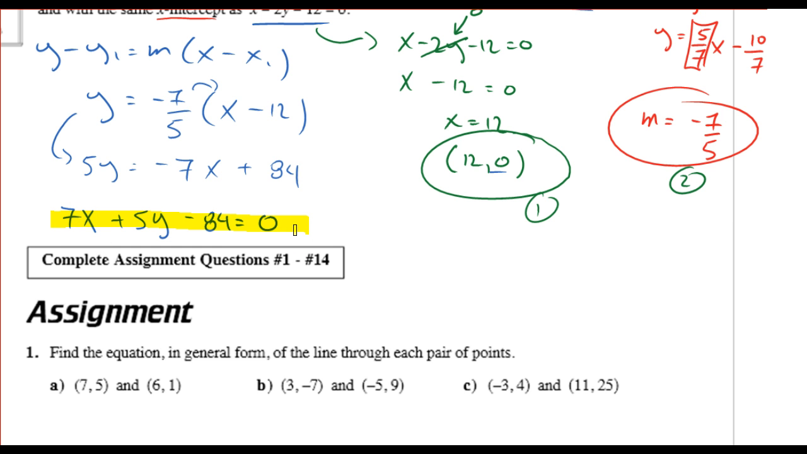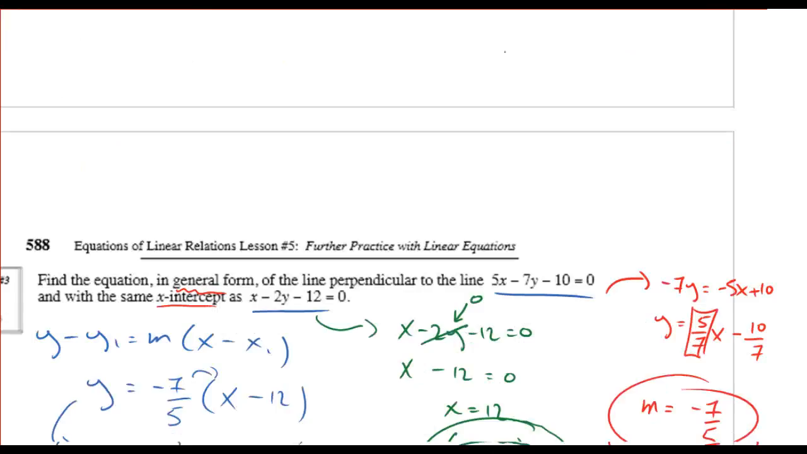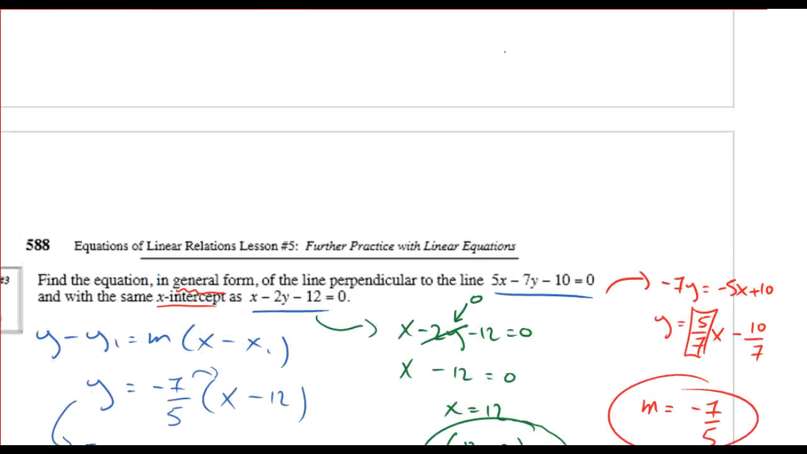Okay, so hopefully everybody's okay with all the three methods that we're using. So next class we're going to be doing these exercises, and then we have one more lesson to go before our test. So thanks guys for watching, and see you next time.